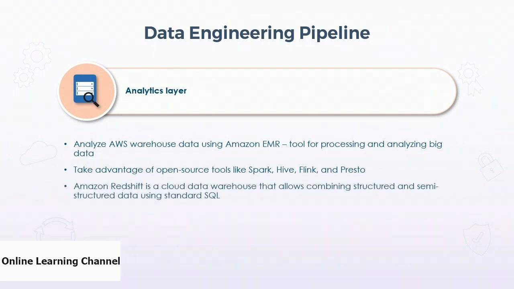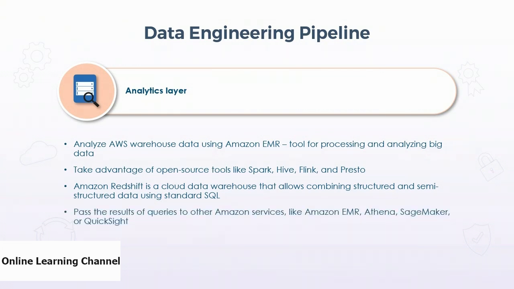Amazon Redshift is a cloud data warehouse that allows users to query and combine structured or semi-structured data across the warehouse using standard SQL. It also allows users to save results of the queries back to S3 data bucket for further analytics using services like Amazon EMR, Athena, or SageMaker. And after a successful data analysis, data from any of these processes can be sent to Amazon QuickSight for creating dashboards and gaining better visual insights.